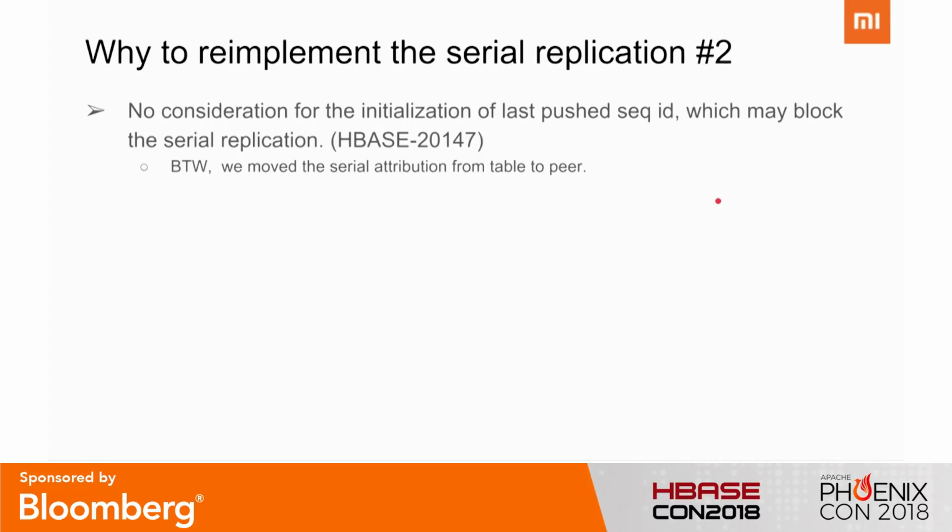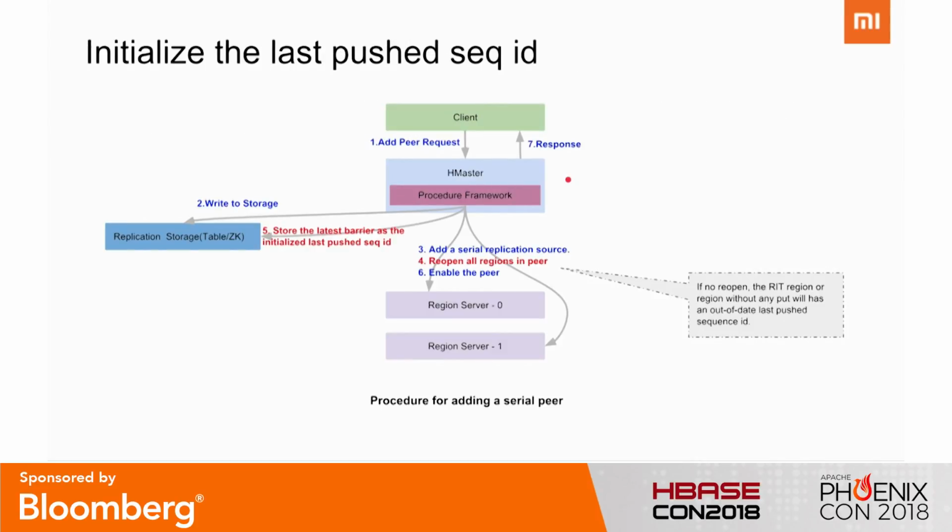Another important problem why we re-implement the serial replication is there was no consideration for the initialization of the last pushed sequence ID, which may block the serial replication. By the way, we moved the serial attribute from table to peer. The difference between adding a serial peer and adding a normal peer is that we need to initialize the last pushed sequence ID for the new serial peer. See the corresponding step in red text.